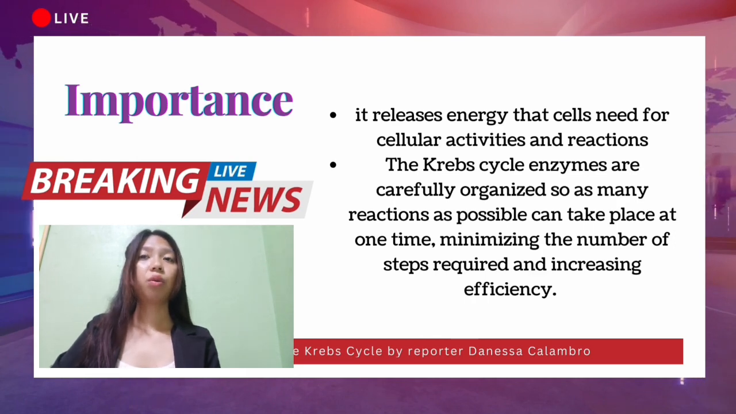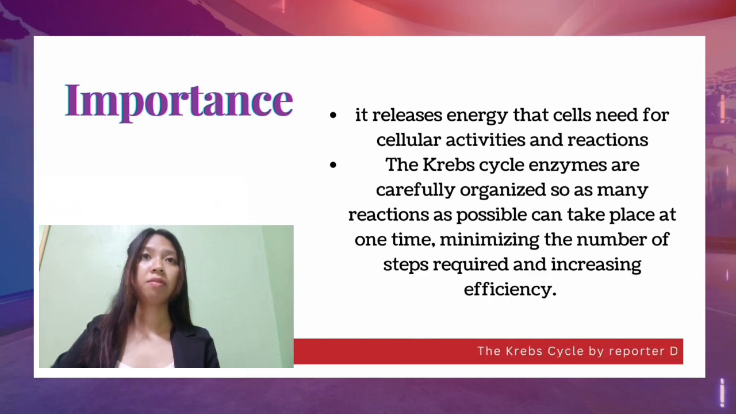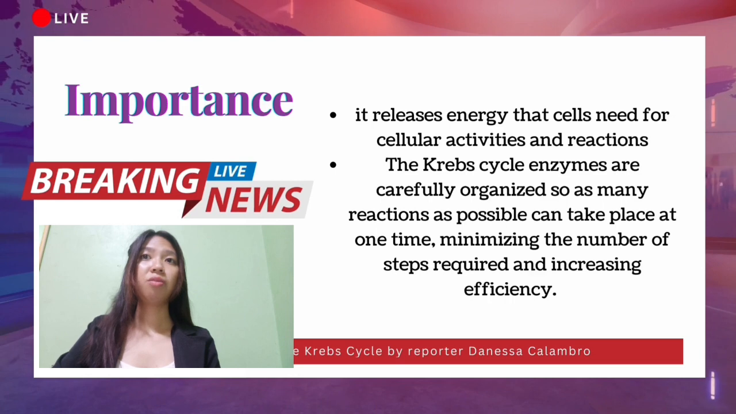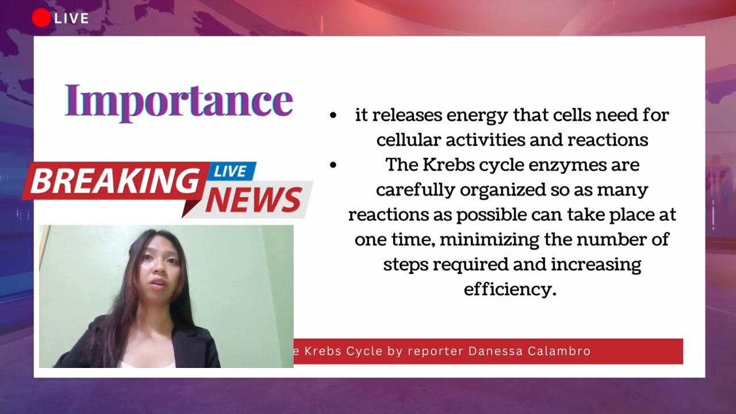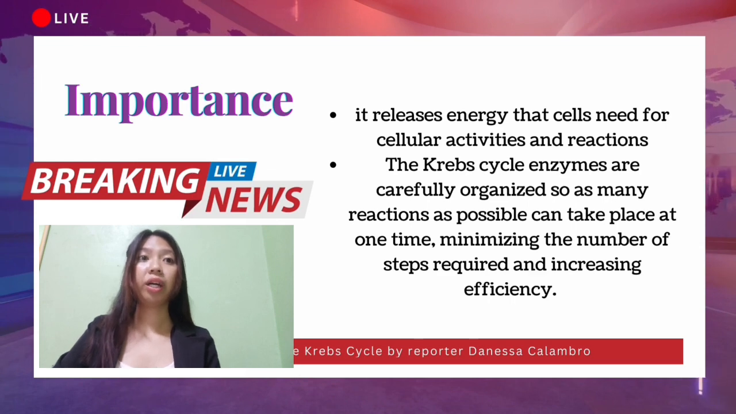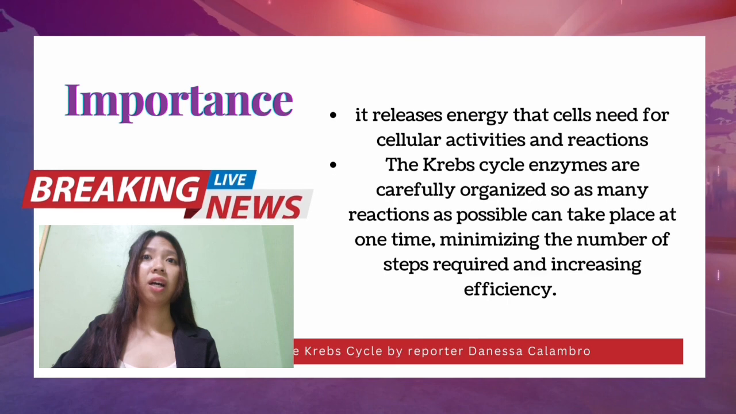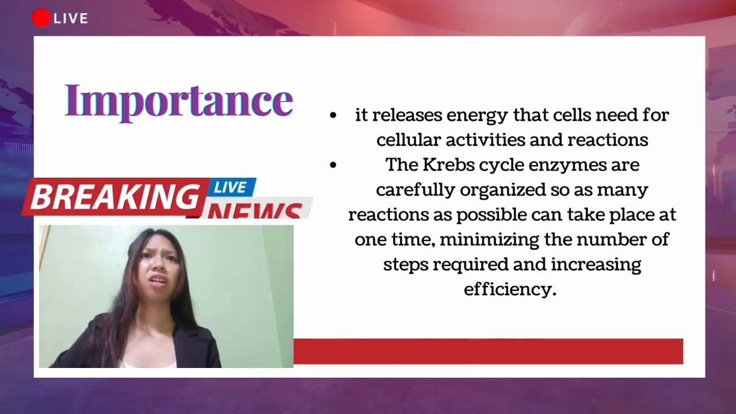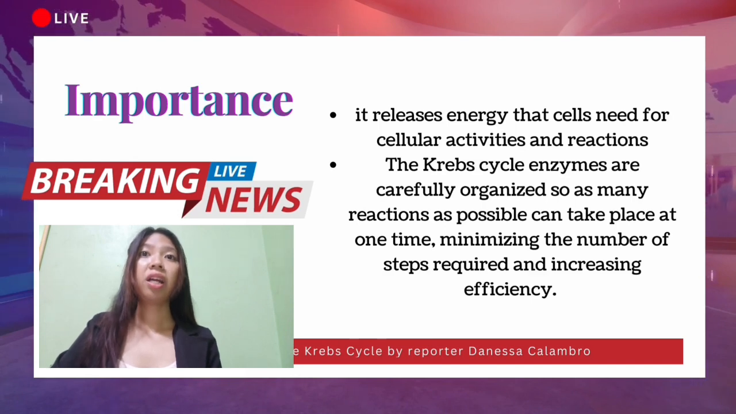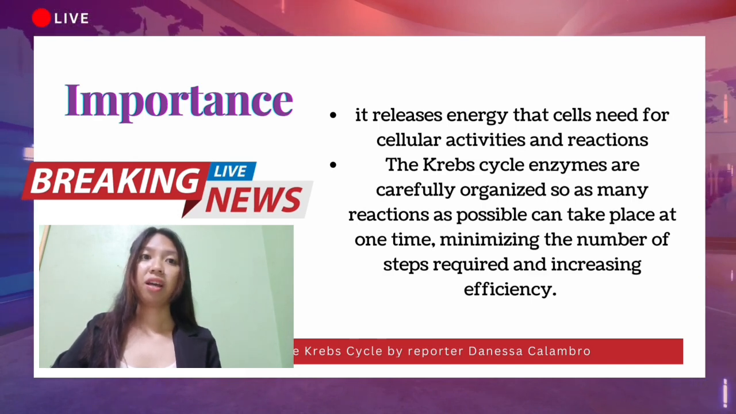The enzymes control every chemical reaction that takes place in biological organisms, and they organize and deorganize molecules into more complex molecules, allowing for different responses to occur depending on what they're doing at the time. So the Krebs cycle enzymes are carefully organized so that as many reactions as possible can take place at one time, minimizing the number of steps required and increasing its efficiency.